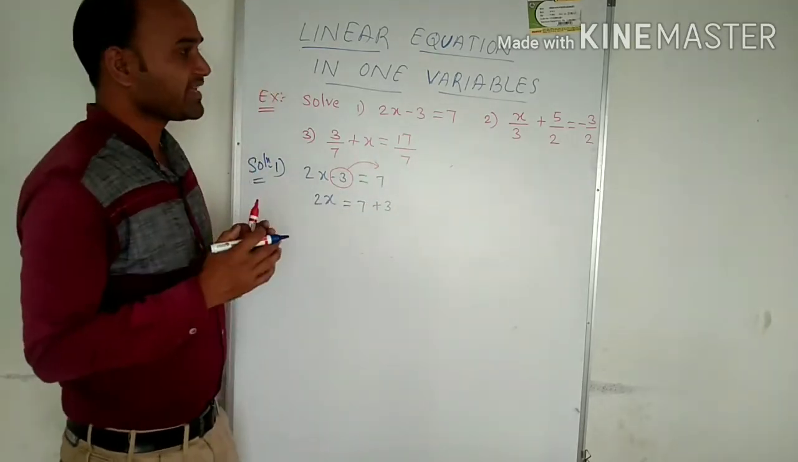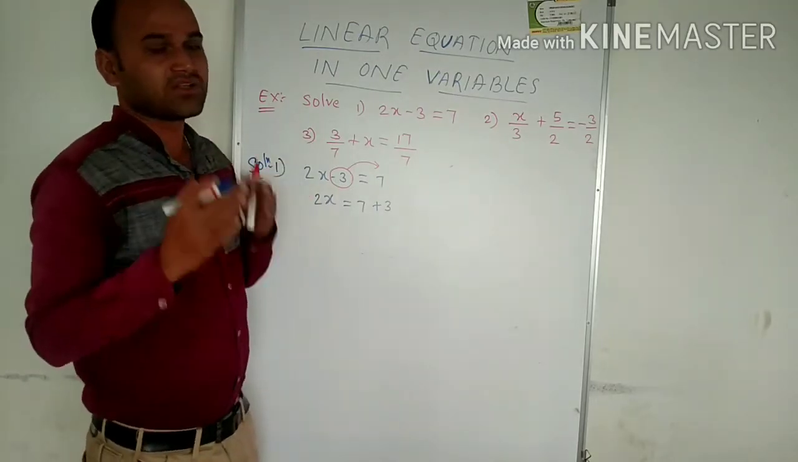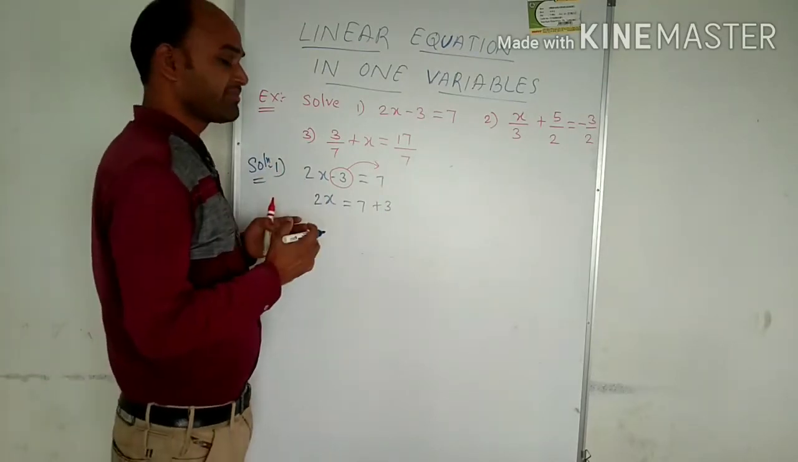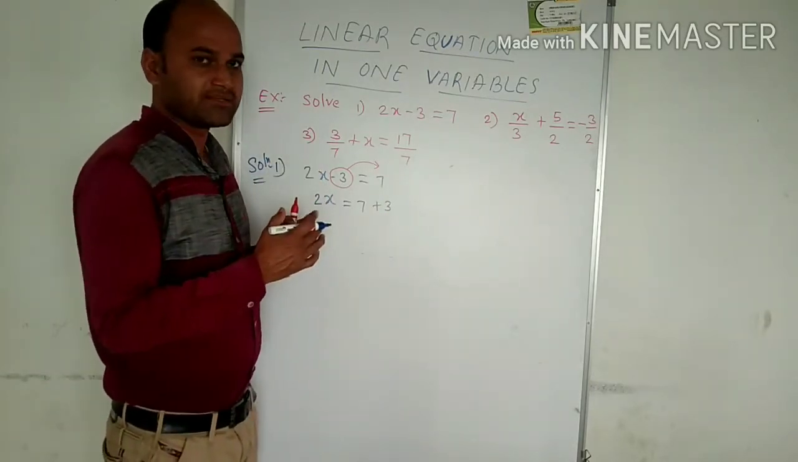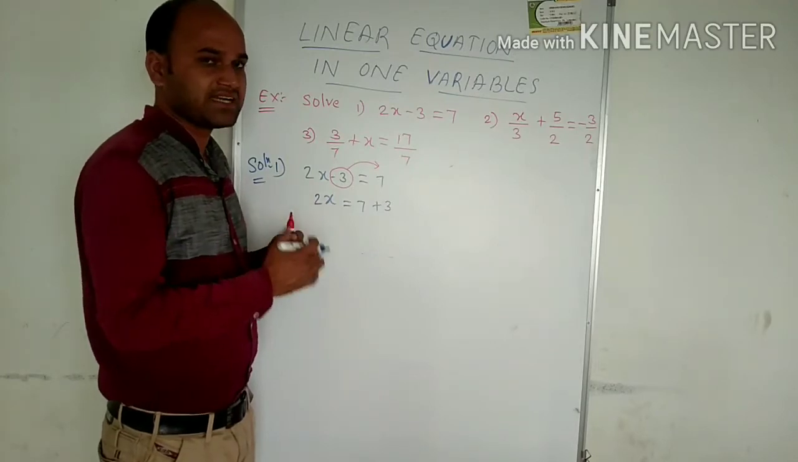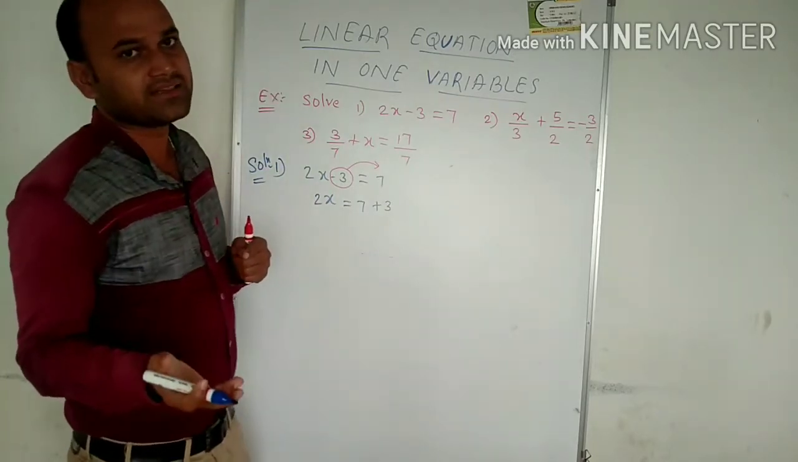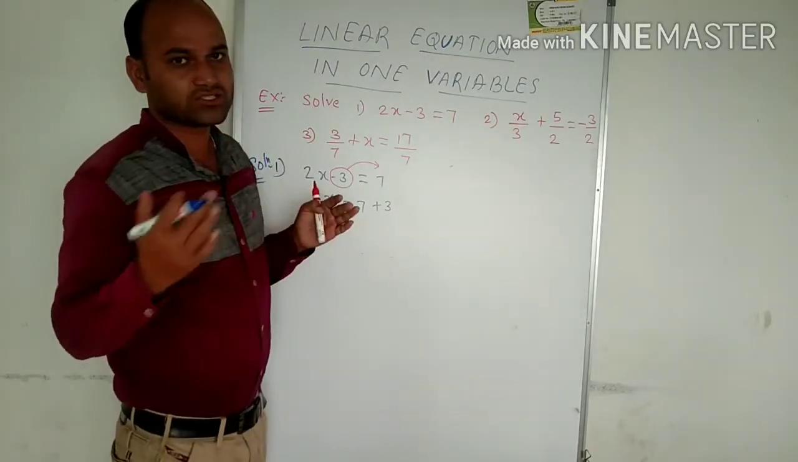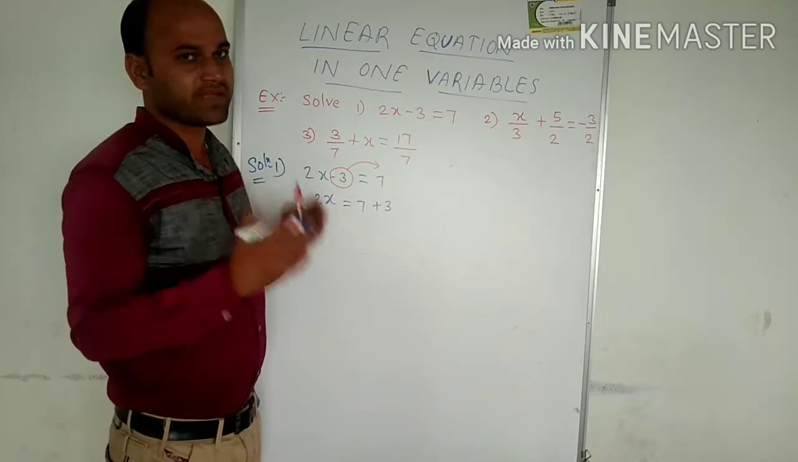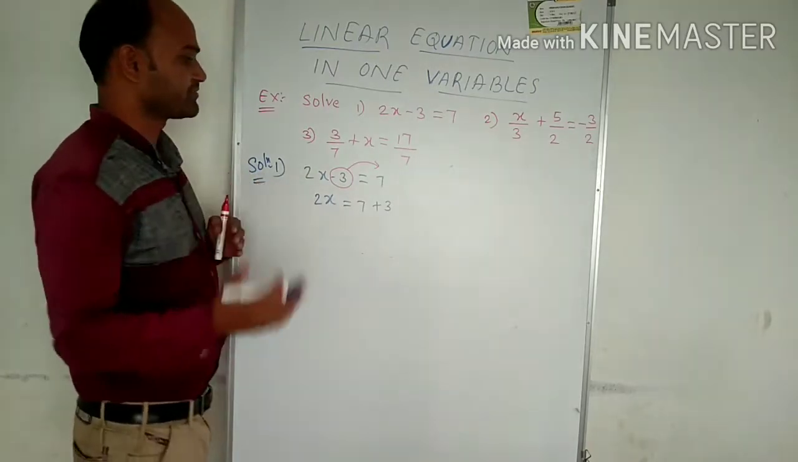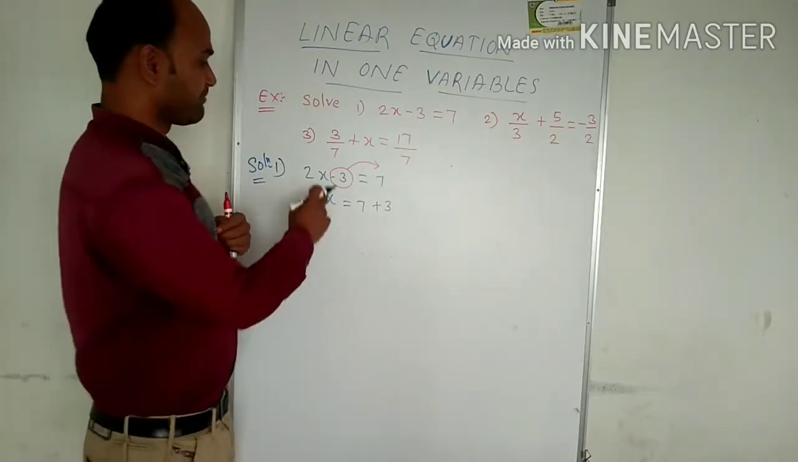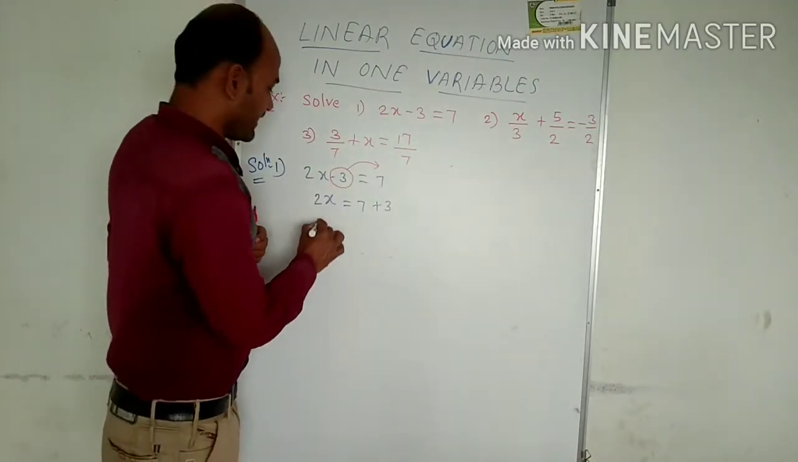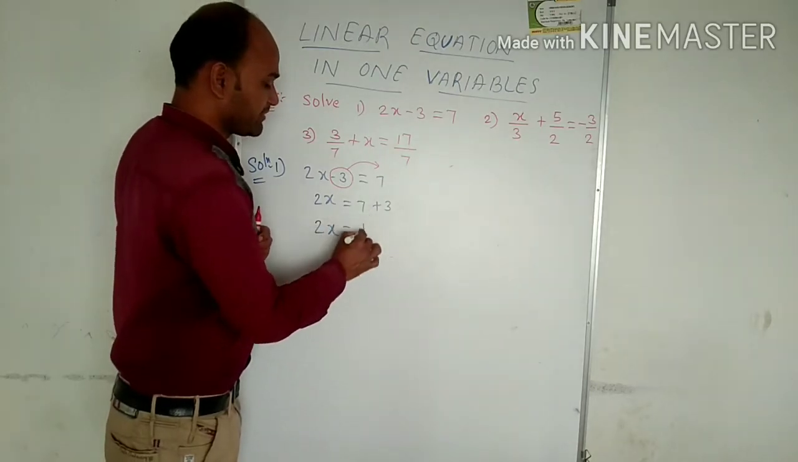Okay, while transferring from LHS to RHS, be careful: if the plus sign becomes minus, minus becomes plus. If it is multiplication on the LHS, meaning left hand side, it becomes division on the right hand side. So plus becomes minus, minus becomes plus, multiplication becomes division and division becomes multiplication. Here minus 3 is there, after transferring it becomes plus 3. So here 2x is equal to 7 plus 3, which becomes 10.